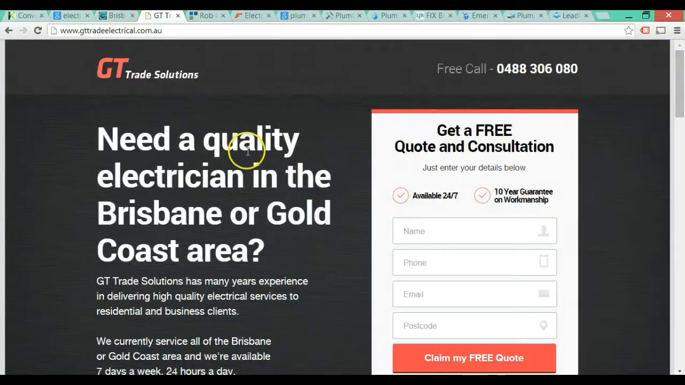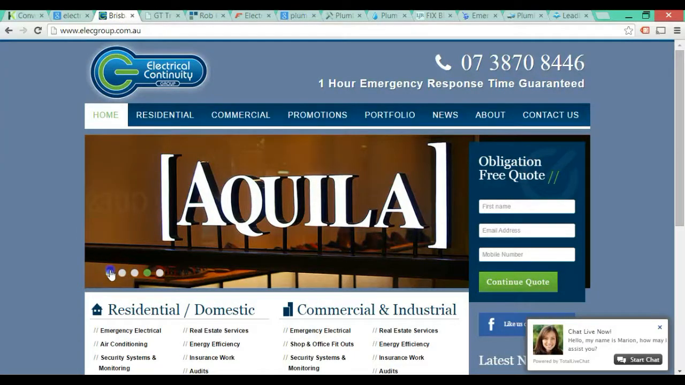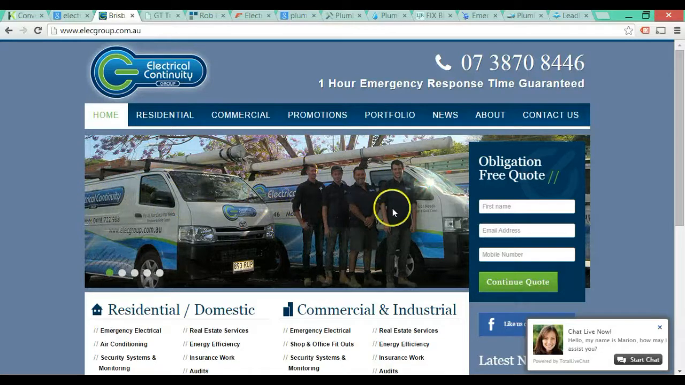This one, there's no real images. There's no real trust building. You need a quality electrician. Talk is cheap. I need to see images. Show me. At least here they had an image that built trust. It showed me they're a real team. There's some real people, and they've got a few vans here. So look, they're not just a backyard operator; from a trust perspective, it's there.